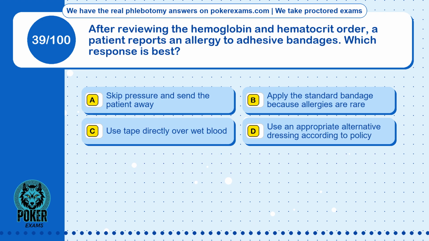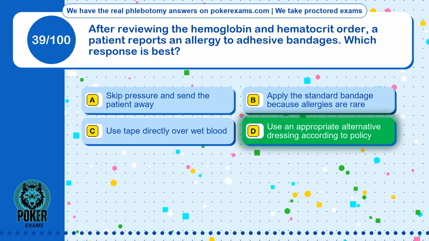Question 39. After reviewing the hemoglobin and hematocrit order, a patient reports an allergy to adhesive bandages. Which response is best? Option A. Skip pressure and send the patient away. Option B. Apply the standard bandage because allergies are rare. Option C. Use tape directly over wet blood. Option D. Use an appropriate alternative dressing according to policy.